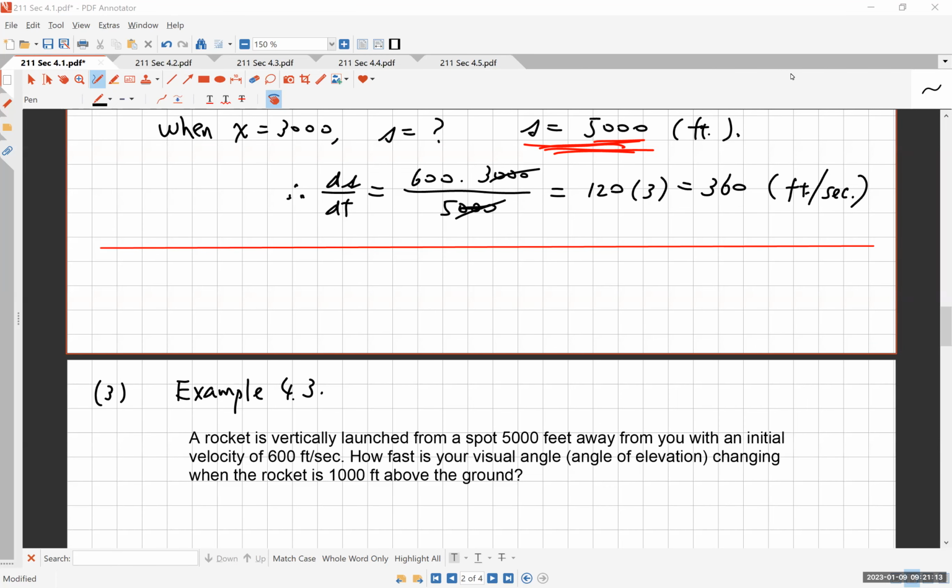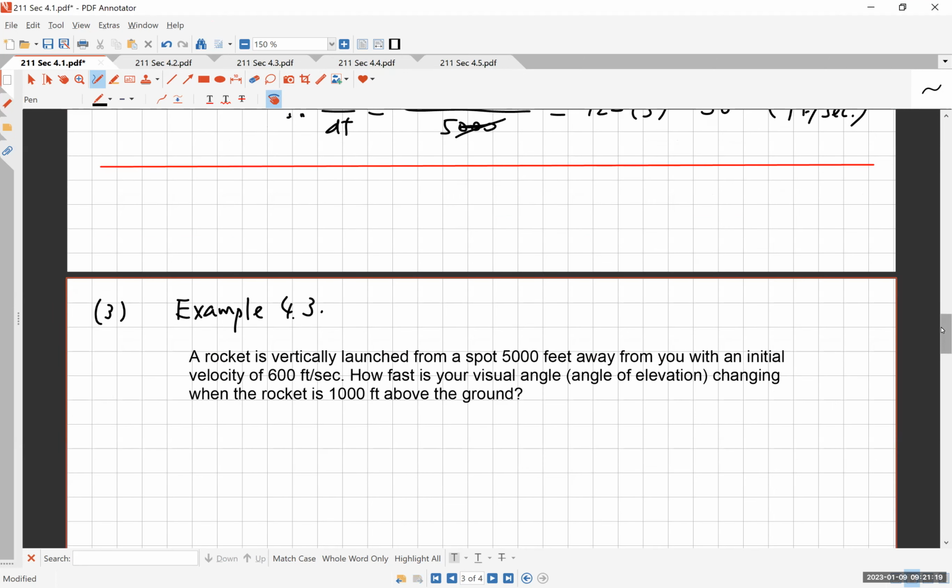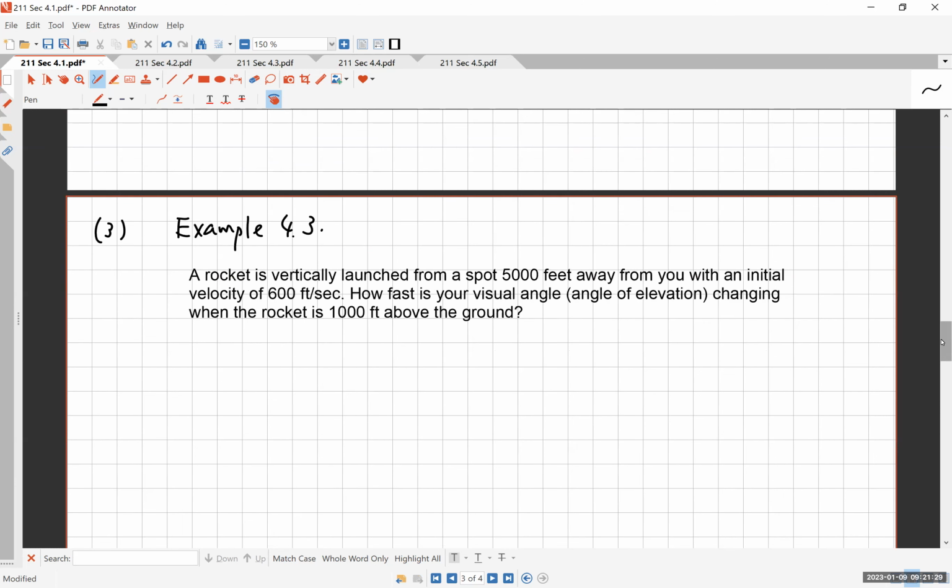All right, so the second part of section 4.1, we begin with this question, which is an example found in the OpenStax textbook. It's called example 4.3. It's about a rocket launch. And so the question goes pretty much as follows.